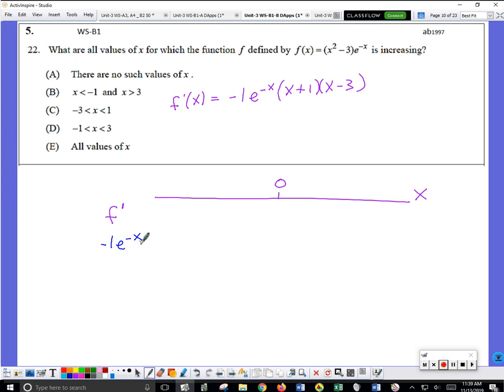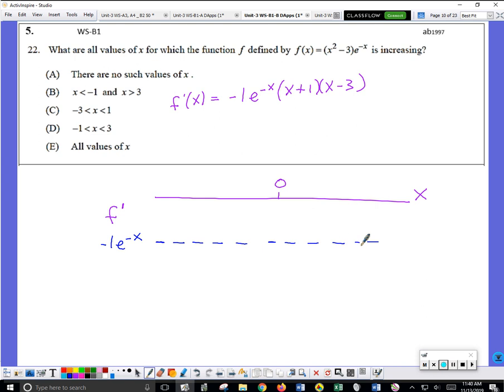The chart says if x is negative 100, this will be a negative y value. If x is 0, the value of this factor will be negative. If x is positive 10, the value of this factor will still be negative. So it doesn't matter what x value you pick.